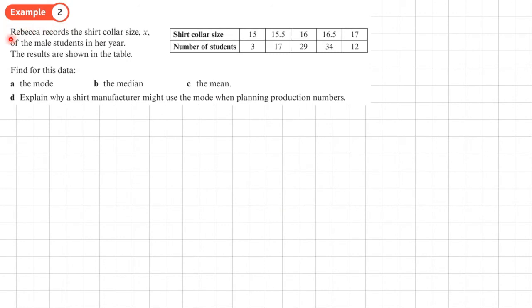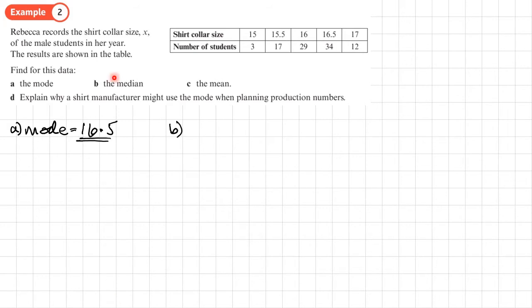Example 2. Rebecca recorded the shirt collar size X of the male students in a year group. The results are shown in the table. Find for this data, part A, the mode. Okay, so we want to find the data item that comes up the most. So that is 16.5, that comes up 34 times. So our mode is 16.5.